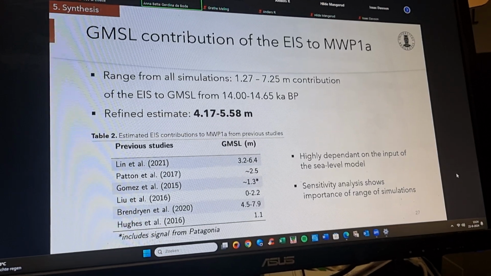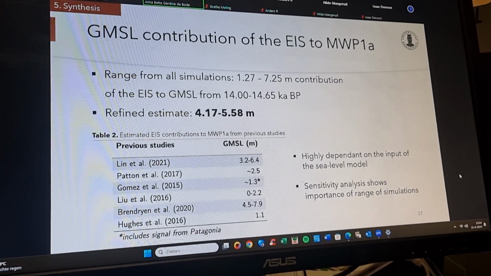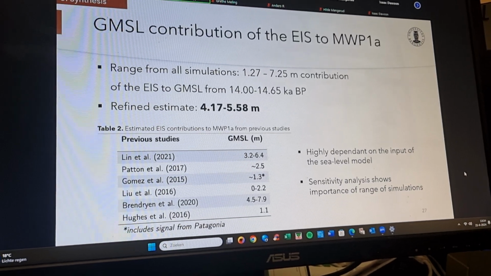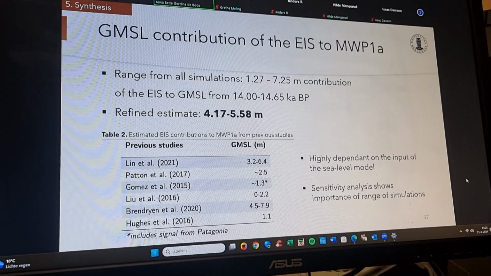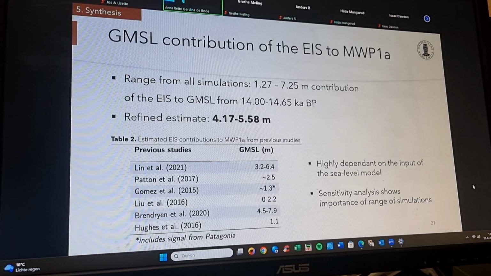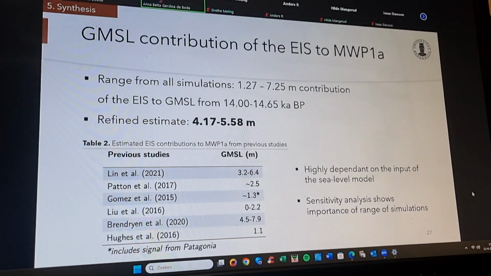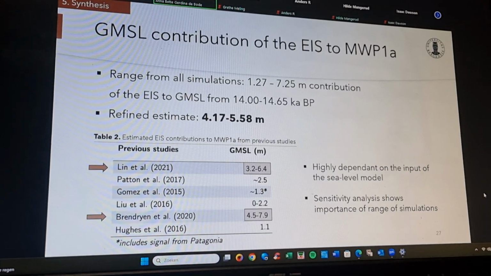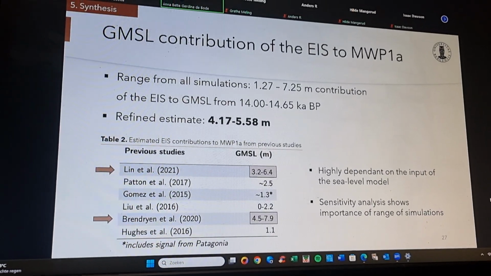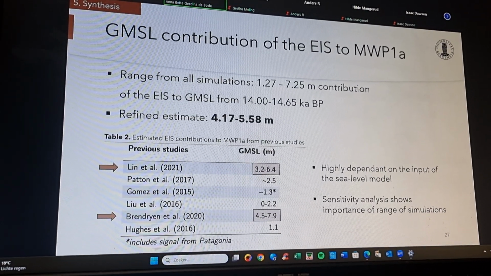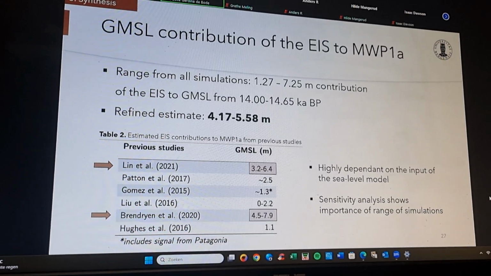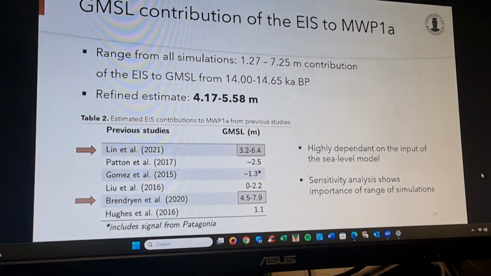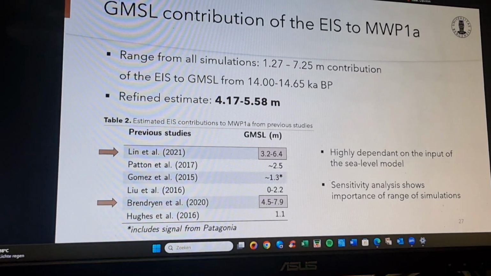And then, of course, I want to compare to other studies, because that's what makes it interesting. And then I see that my large range is not improbable at all. It's within range of many of the studies. But my refined estimate corresponds especially well with two recent studies, Lin et al. 2020 and 2021, who have proposed an increased contribution of the Eurasian ice sheet to Meltwater Pulse 1A.